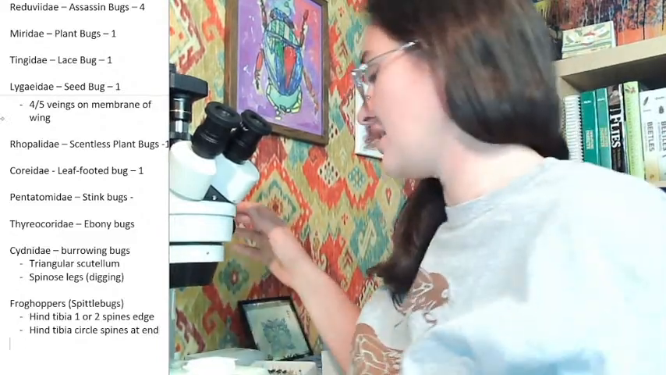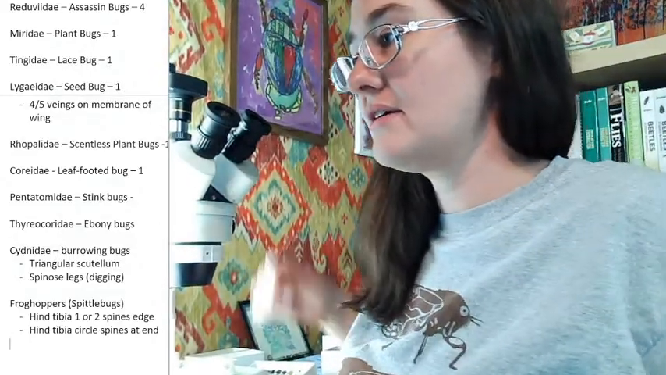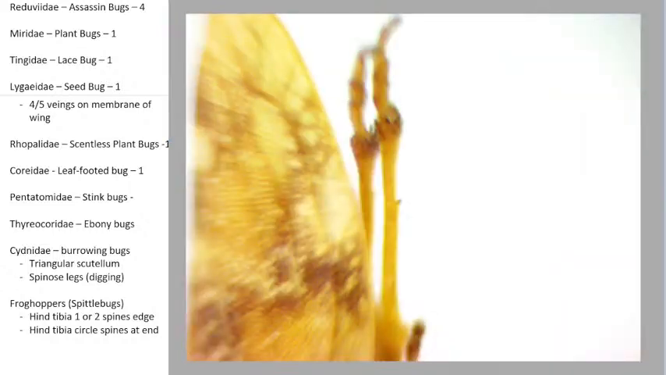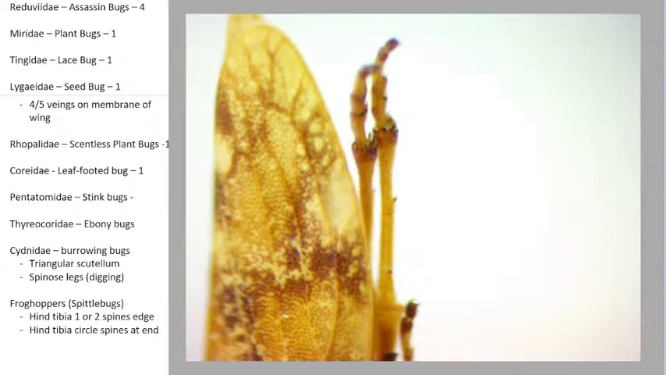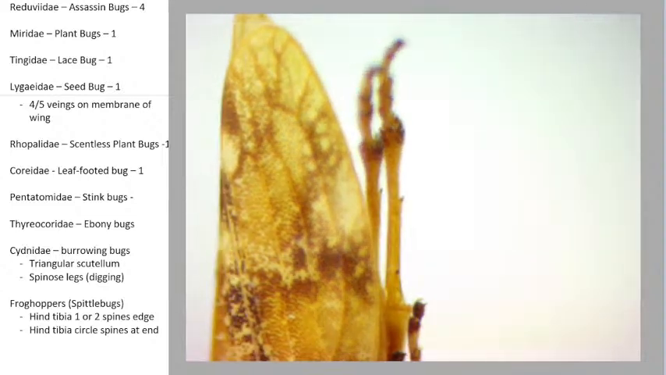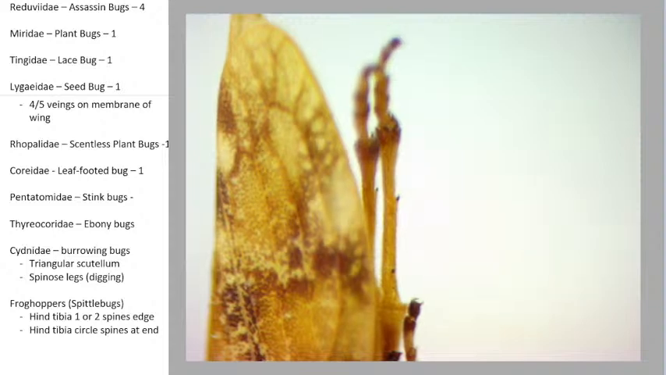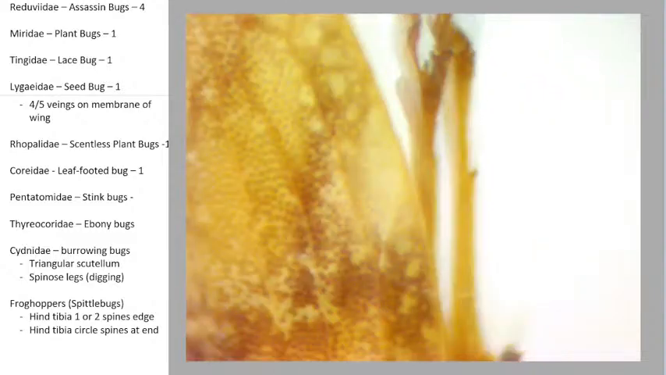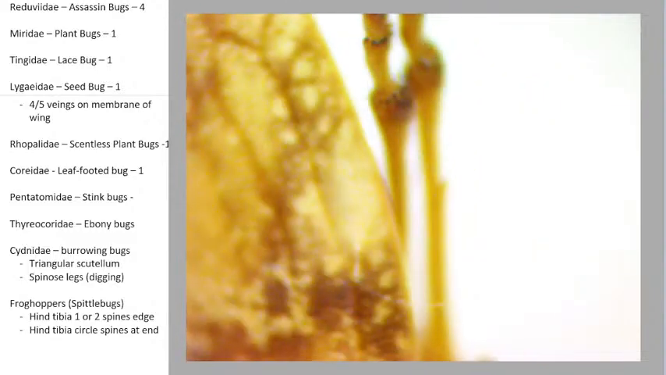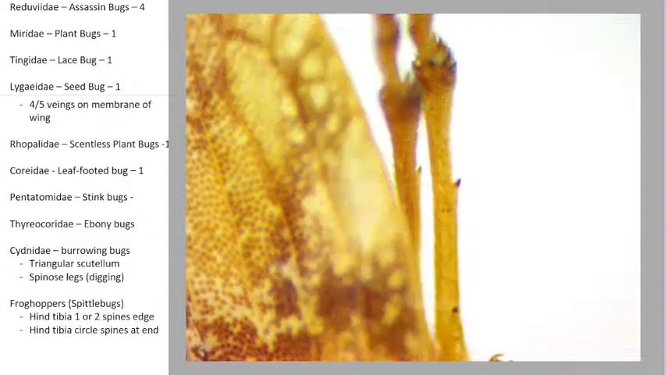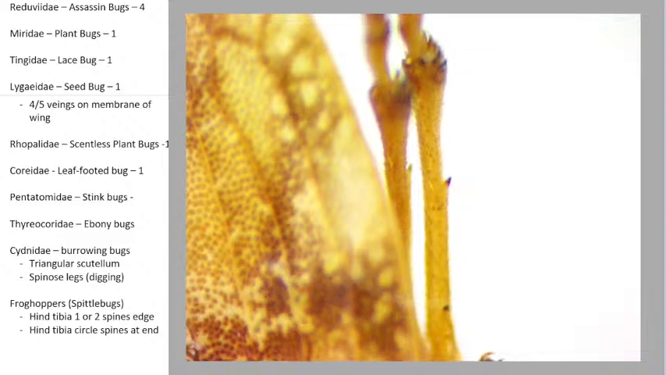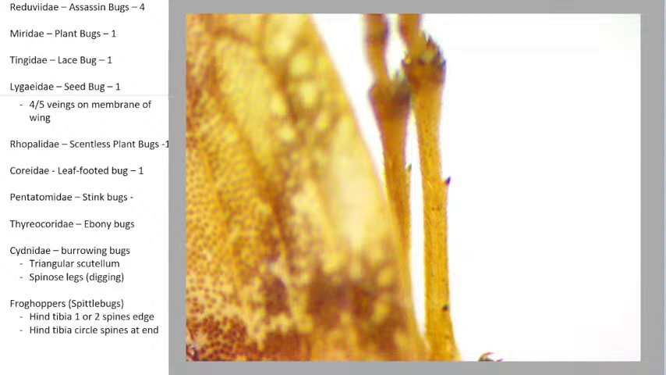Alright, so if we're looking, I'll turn this light back on. Alright, this is the hind leg. So if we're looking at our beautiful hind leg, this darker dot right about here and this darker dot right about there, those are the 2 spines that we were talking about. 1 or 2 spines along the edge of the tibia. So you can see that spine there very clearly. There's another one right here. You can see it mostly because it has that dark tip. All right, so that's character number 1.